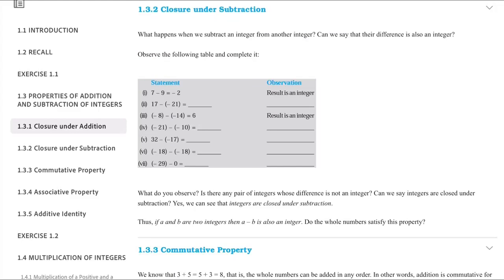Now let's know about the closure property under subtraction. Friends, in this, if we subtract a and b, which are any two integers, then a minus b is also an integer. For example, if we have minus 9 and minus 5, then the subtraction of these two will also be an integer, that is minus 16.